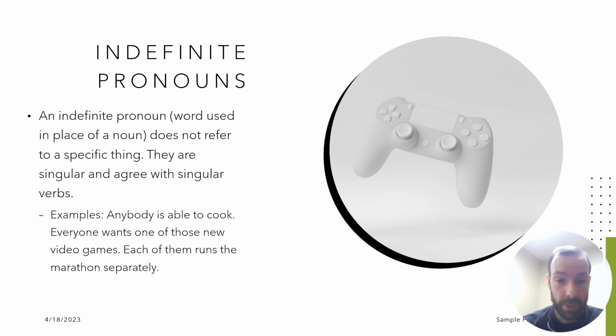Everyone wants one of those new video games. Everyone is a group. It's all people, but it's one group. So we treat it as a singular noun. It gets a singular verb, wants, ending with an S.